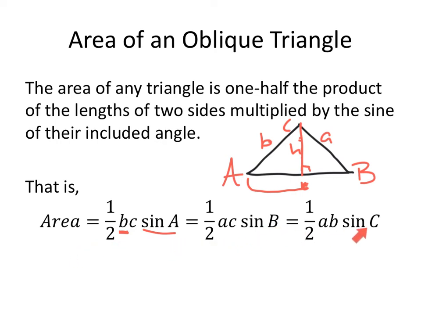We have everything we need, and it's different depending on what we have. Which angle do we know? Well, then we need to know the other two side lengths. So if we have angle C, we need to know little a and little b. If we have angle B, we need to know little a and c, and so on.